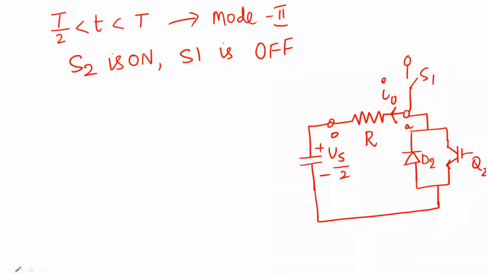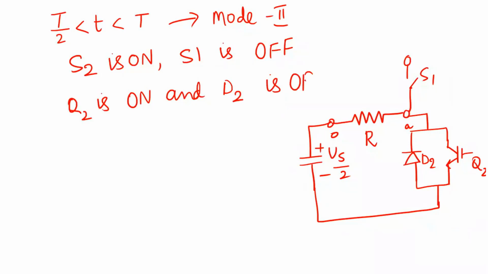Then what happens is the Q2 is on and D2 is off. If you observe, the diode D2 is connected with its cathode, this is cathode and this is anode, to the positive terminal of the supply. The cathode terminal of diode D2 is connected to the positive terminal of the battery or the source. As a result of that, diode D2 is open circuited.